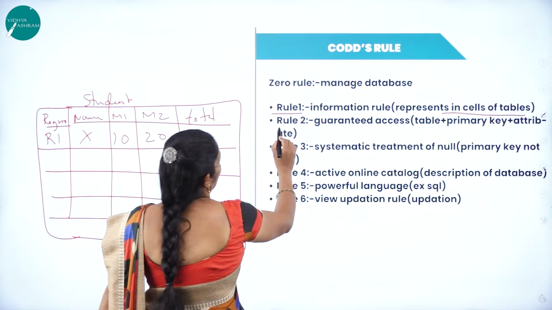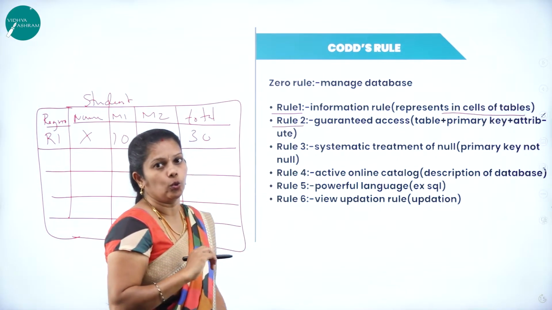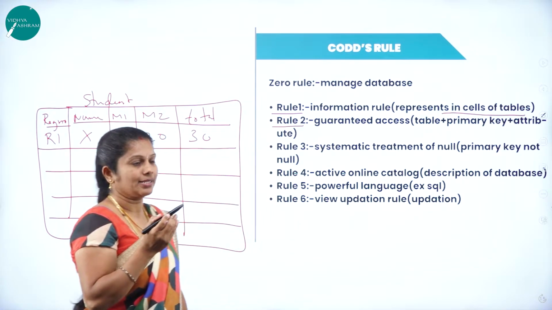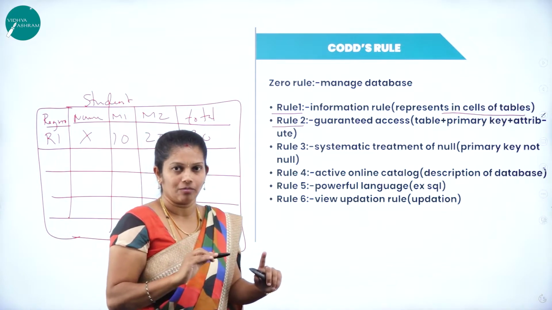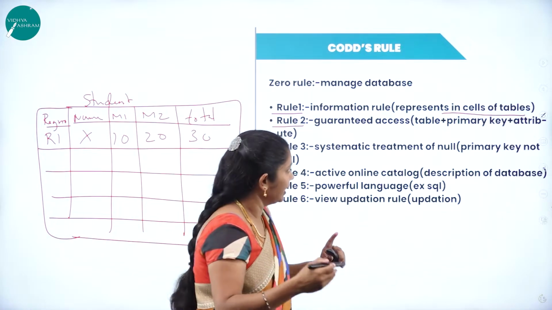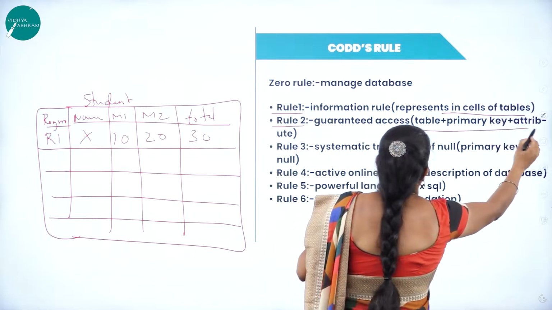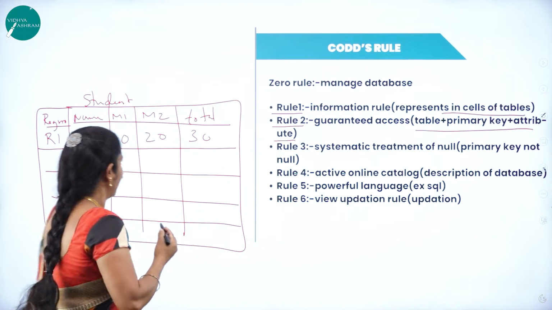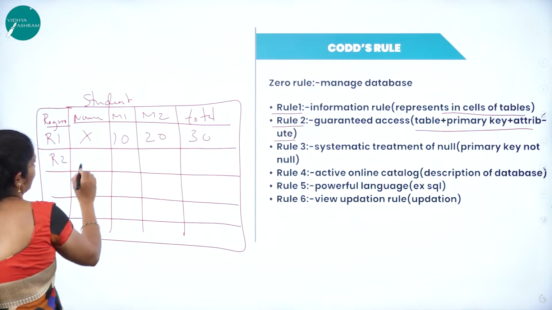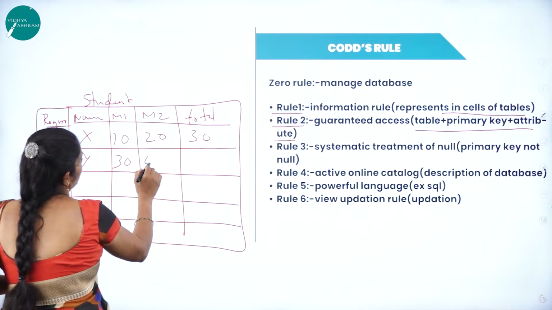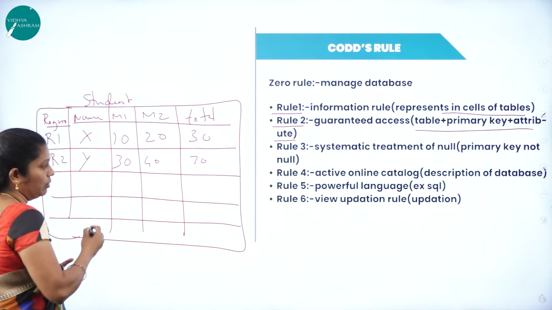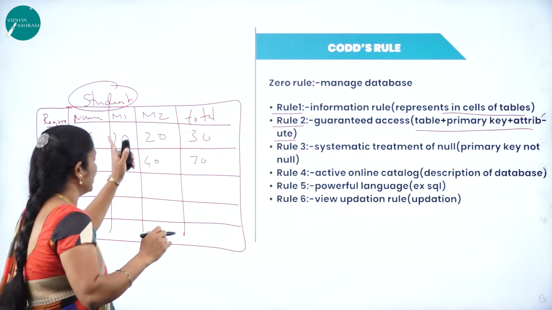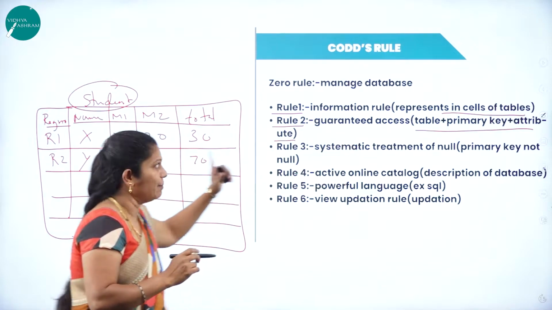And the second rule, the guaranteed access rule. What do we mean by this guaranteed access rule? If I want to access any student information, then with the help of the table name as well as the primary key and the attribute, I can access whichever record I want. For example, in this table, we have R2 register number, Y, 30, 40 and then 70. Like that we have. By using the table name, what is the table name here? We have student as the table name. Then what is the primary key in this?